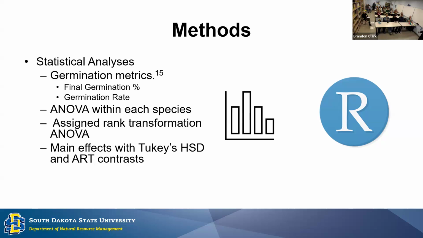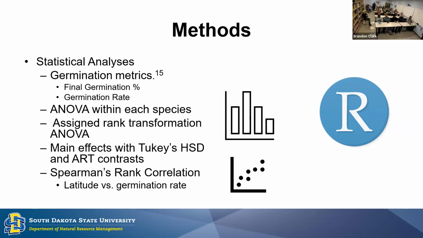So I did an ANOVA of all those different sources and temperature treatments in each species with source and temperature treatment as the independent variables and germination rate, final germination as the response variables. For the species and response variables that did not meet assumptions of ANOVA, I did an assigned rank transformation ANOVA, to still look at if there are differences. And for species that did not experience interaction effects, I looked at main effects using Tukey's honest significant differences and assigned rank transformation contrasts.